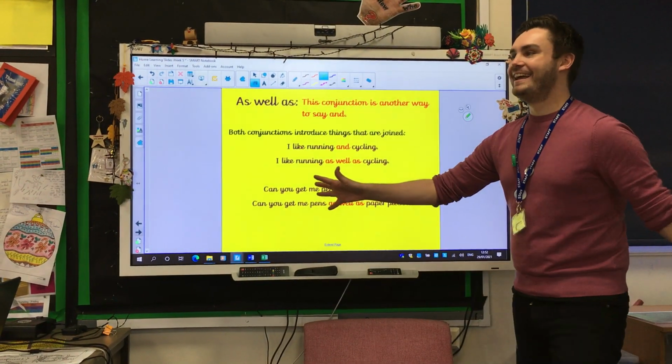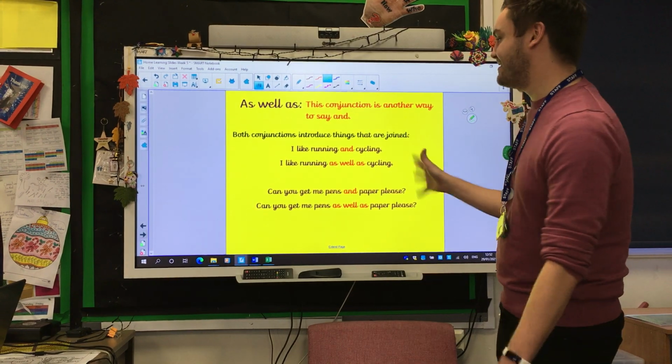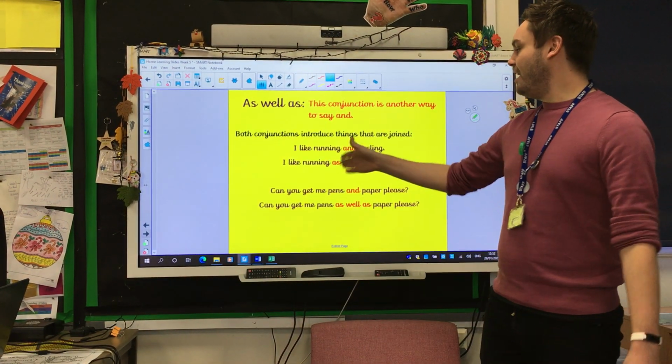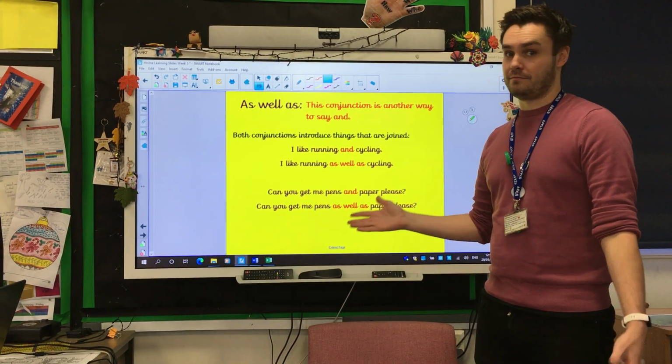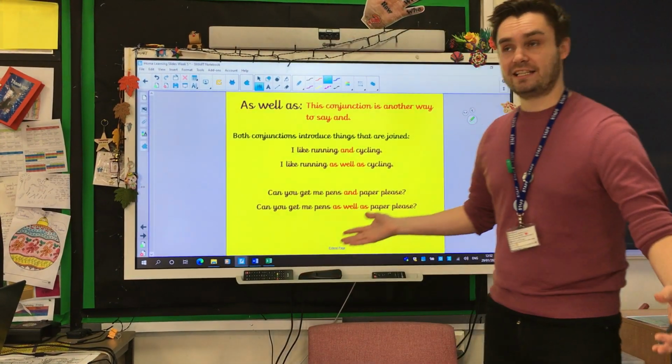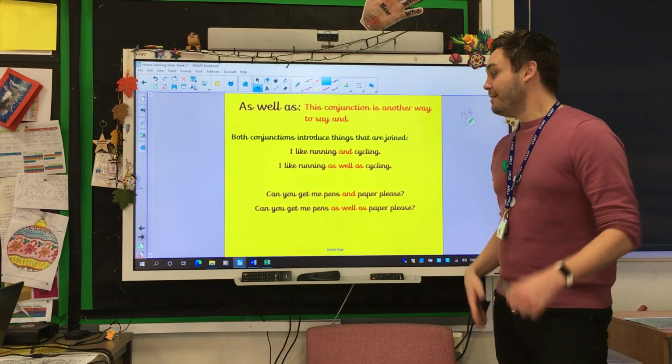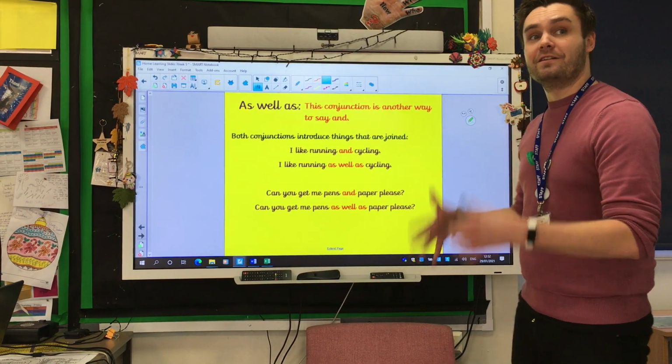As well as, this conjunction is another way of saying and. So both conjunctions introduce things that are joined. I like running and cycling. Hopefully you do too. It's a really good activity for you. Or you might want to say, I like running as well as cycling. Both serve the function of and.